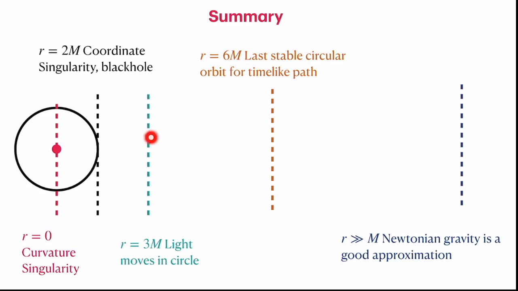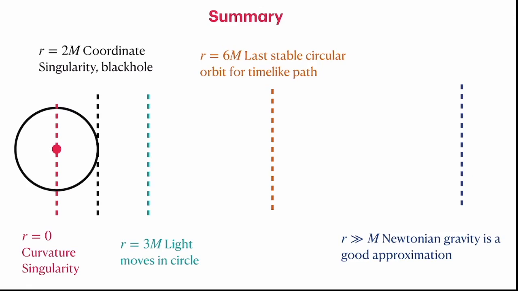At r equal to 3m, we have light going in a circular orbit, and at r equal to 6m, time-like particles will be able to go in a circular orbit. Inside this, particles cannot go in a circular orbit, and they will eventually have to fall into the black hole, and that is what it says. The last stable circular orbit is at r equal to 6m.